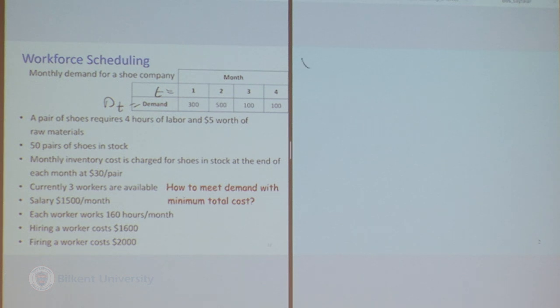Currently, W0 is 3, right? On month 1, when T equals 1, what are the workers that are working right now? The ones that are coming, plus, this is W0, plus the ones I hired this month should be equal to the ones I'm firing plus the guys working next semester.